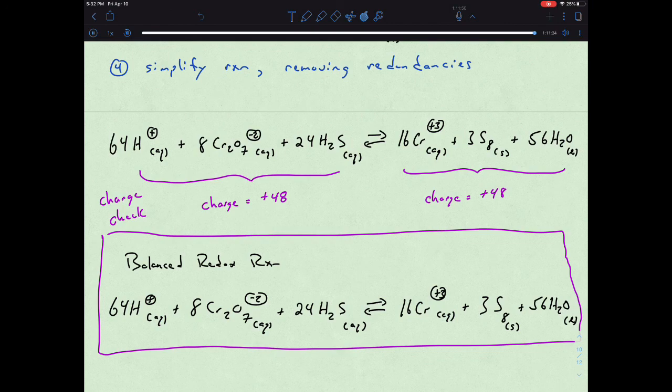In the next video, we'll be looking at the same process, reinforcing this methodology of balancing redox reactions, but now looking at the other side of the coin, which is what about balancing redox reactions under basic conditions? So look for that next.